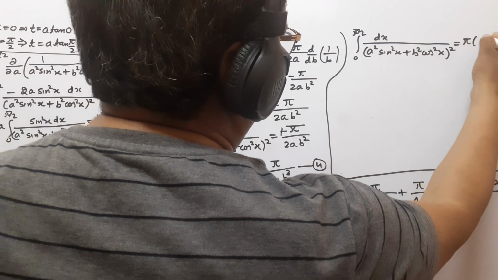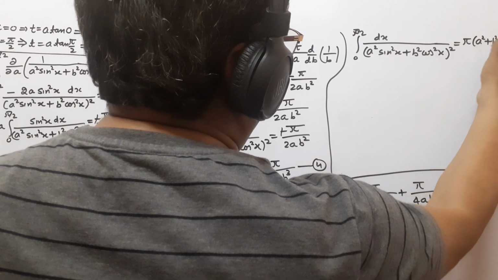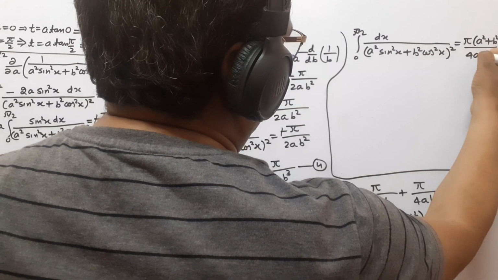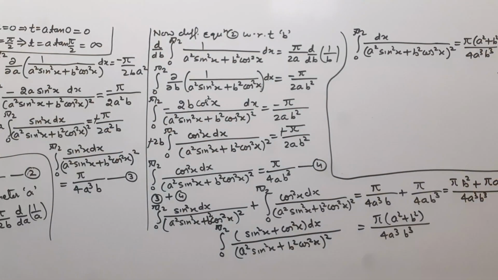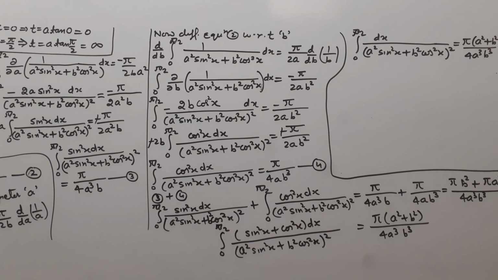This is equal to π(a² + b²)/(4a³b³). So the integral is π(a² + b²) upon 4a³b³.